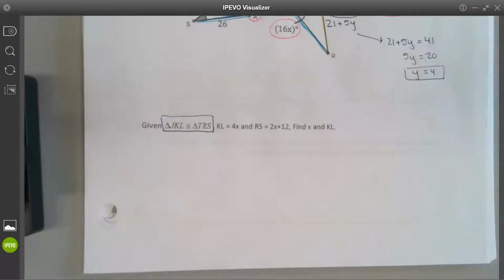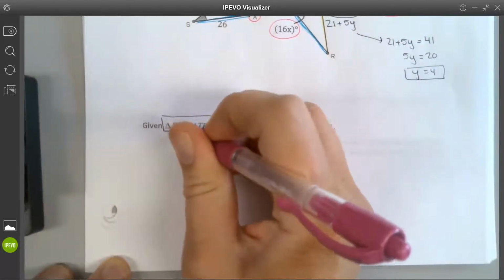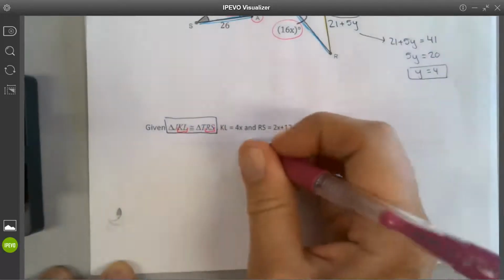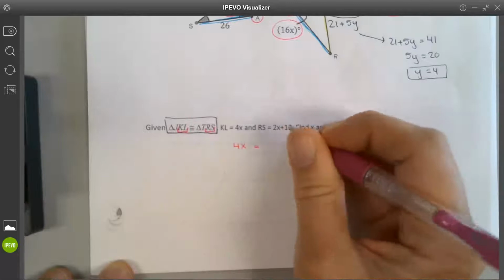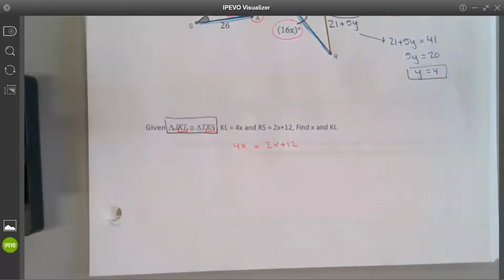Well, what do we know about KL and RS? They're congruent because they're in the same spot in my statement. KL matches with RS. So I know that 4x is equal to 2x plus 12. Okay, the congruency statement is what allows me to know that that's true. So now you go ahead on your own, solve for x, and then find KL.